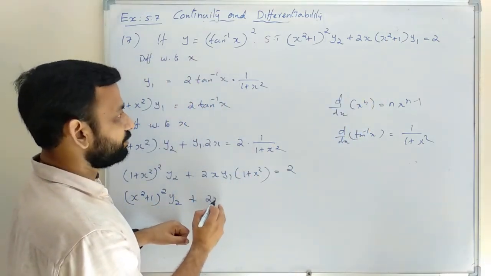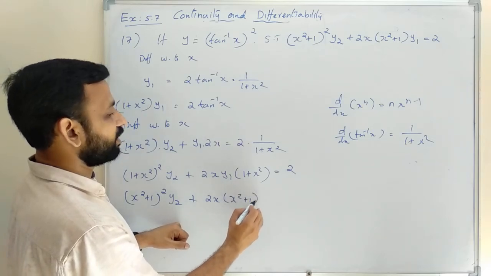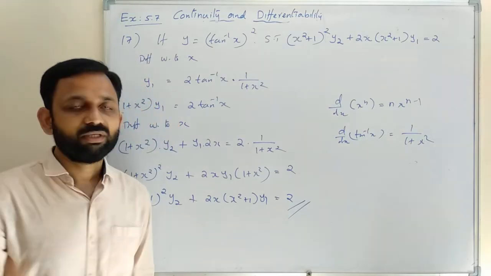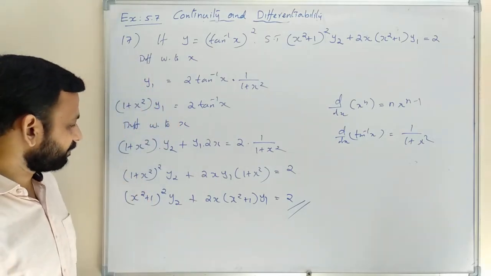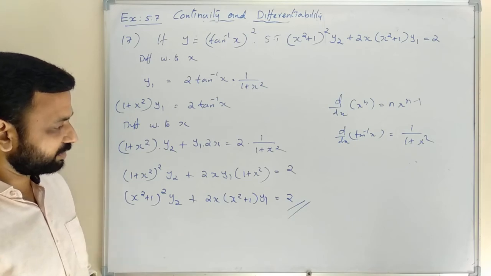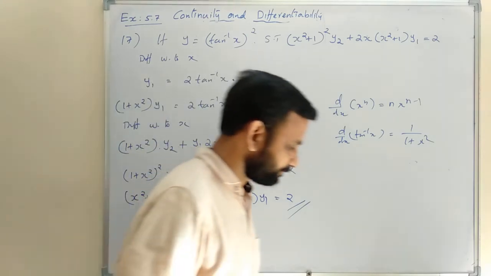So 2x into x square plus 1 into y1 equal to right side 2. So we got the same expression, x square plus 1 whole square into y2 plus 2x into x square plus 1 into y1 is equal to 2.